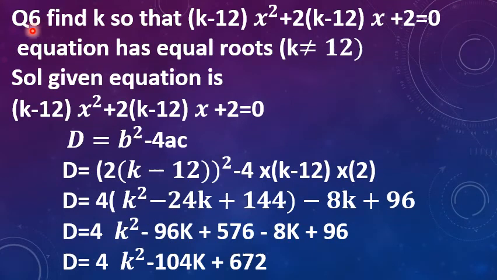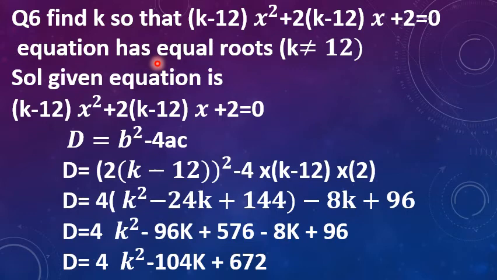Let us come to question number 6. Find k so that k minus 12 into x square plus 2 into k minus 12 into x plus 2 equals 0, which is the quadratic equation, has equal roots. Now in the question we have to find the value of k. It is given that the quadratic equation has equal roots. We know that when a quadratic equation has equal roots, its discriminant is equal to 0.